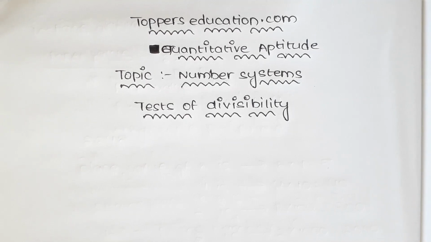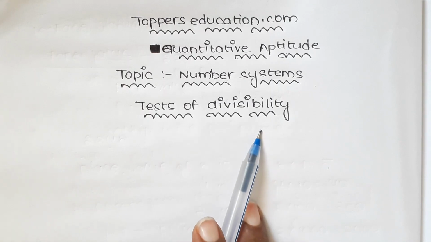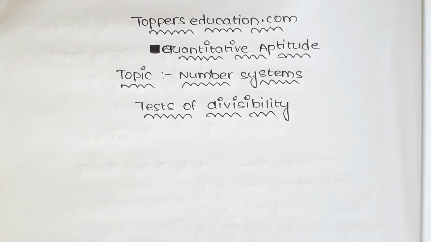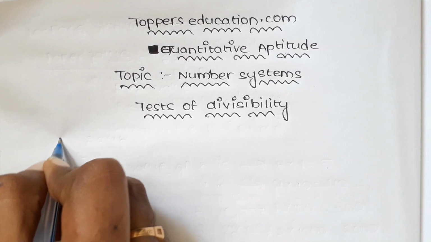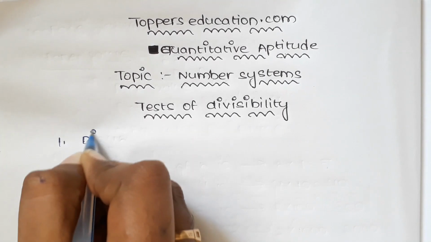In this video, we are going to discuss quantitative aptitude, that is number systems. In these number systems, today we are discussing divisibility rules, that is tests of divisibility. In this, first we will see the divisibility rule of 2.